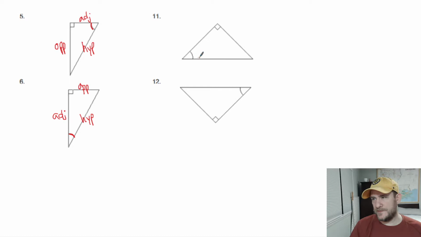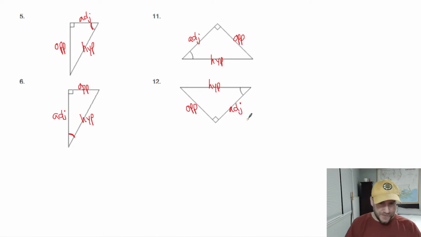And then we can do these ones. Kind of the same deal. Opposite is over here. This guy is going to be adjacent. Hypotenuse is down here. For this triangle, the hypotenuse is up here. Opposite would be over here. And adjacent's right here. So there's 12 examples of how to just decide which side is opposite, adjacent, and hypotenuse.